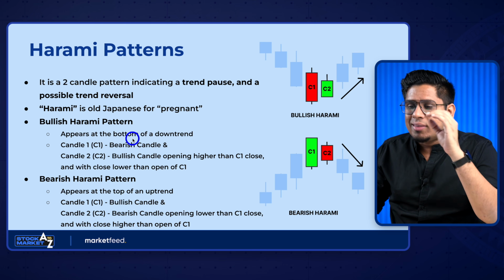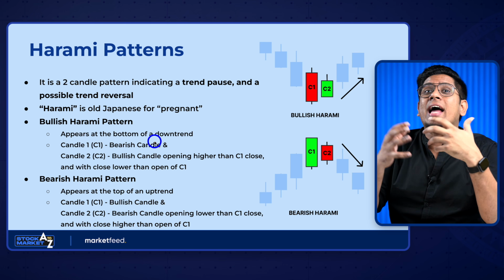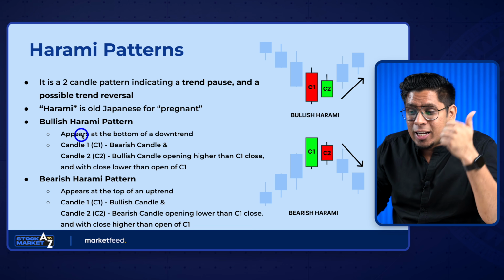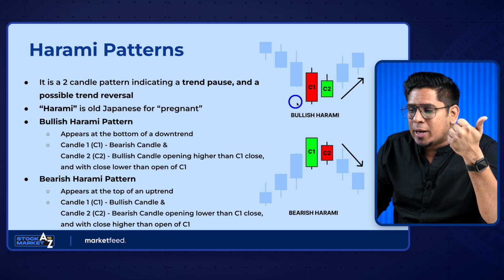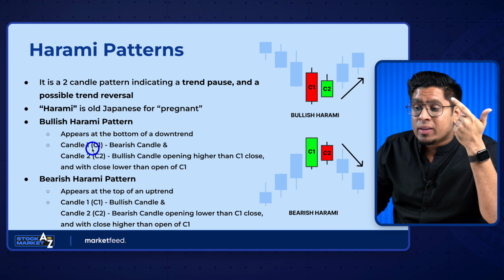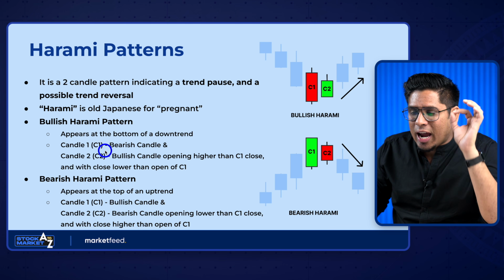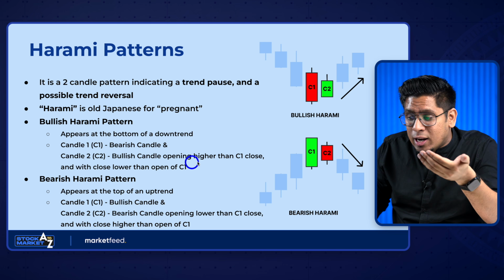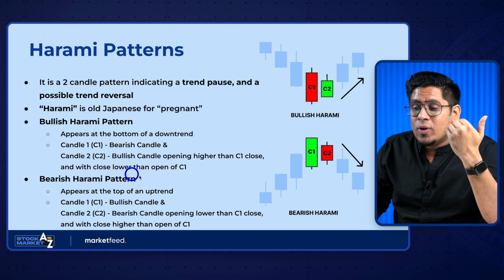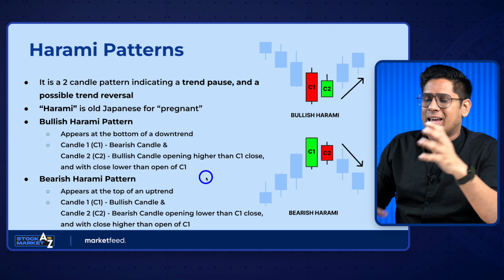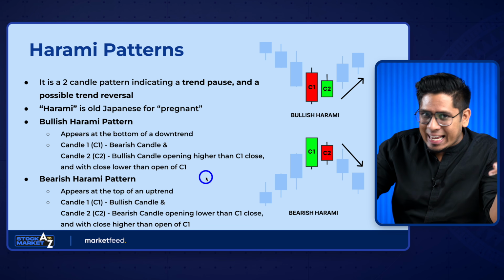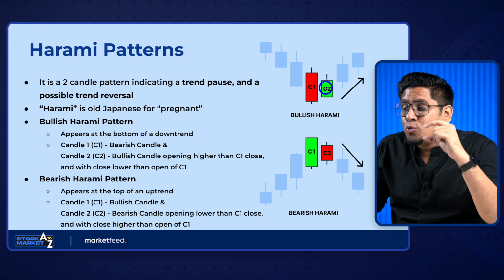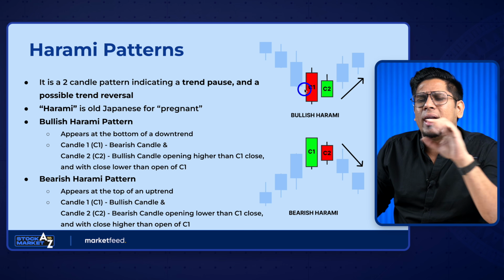Now let us quickly read the theory part of Harami patterns and then move ahead and see Harami patterns in action, right? If you read about the bullish Harami pattern, it appears at the bottom of a downtrend. Obviously. It is a two candle setup. Candle 1, C1, is a bearish candle, obviously, and candle 2, C2, is a bullish candle opening higher than the C1 close and with a close lower than the open of C1. When you read that, it is a bit lengthy and complicated. Don't get into that. All you have to understand is that this candle is well within the previous candle and it has to be a small candle. That is it.